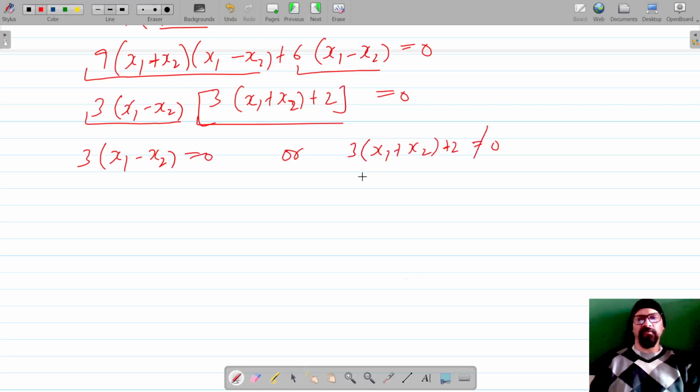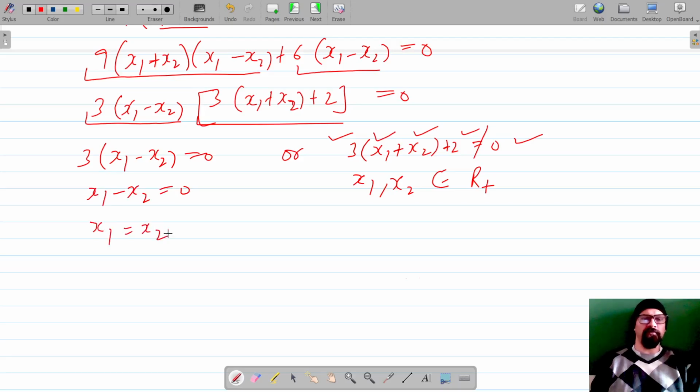But this cannot be 0 because x1 and x2 both belong to the set of non-negative real numbers. That means this is positive, this is positive, this is positive. So this cannot be 0. And now we are left with x1 minus x2 is equal to 0. So therefore, x1 is equal to x2.